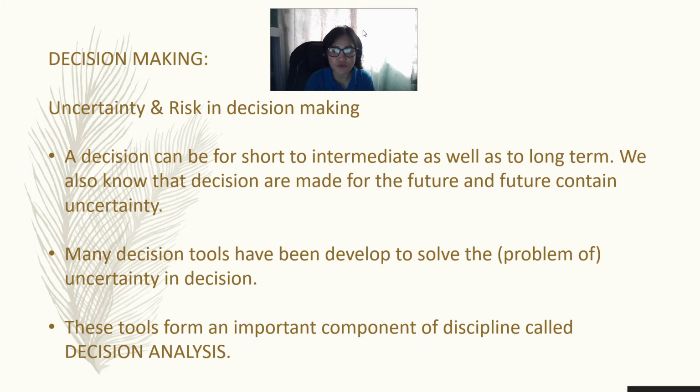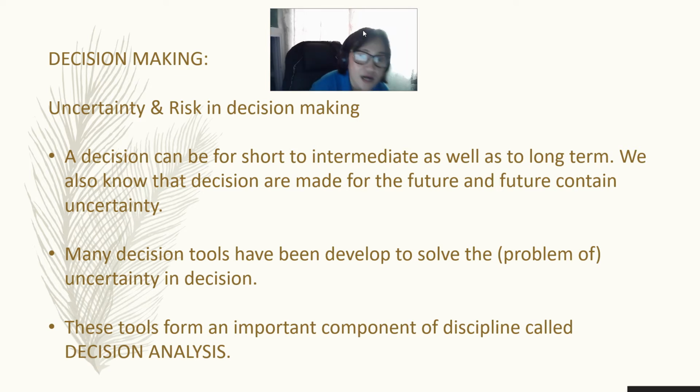You don't know if you will be successful, or if you will fail while enrolling, or while studying you failed to finish ComSci, or you have to outweigh which is good or bad. And we also know that decisions are made for the future, and the future contains uncertainty. Of course, the future contains uncertainty because we don't know what will happen. Let's say, for example, the pandemic that we are facing right now.